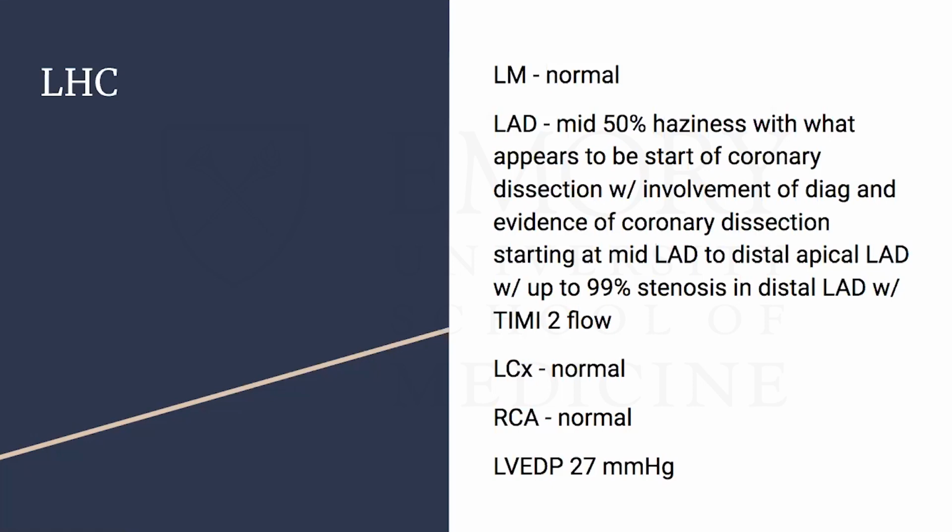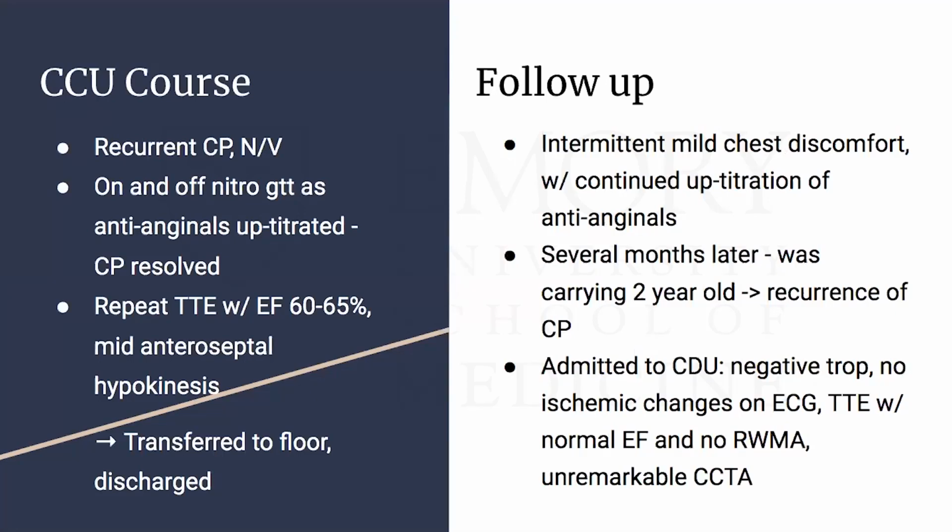So after her cath, she was sent to the CCU, put on a nitro drip, and continued on heparin and DAPT. And a summary of her CCU course really was notable for recurrent episodes of chest pain, nausea, vomiting, and going on and off of a nitro drip as her antianginals were up titrated. Eventually, her chest pain resolved on 50 of metoprolol BID, 60 of IMDUR, and the addition of ranolazine. And eventually she was taken off the nitro drip.